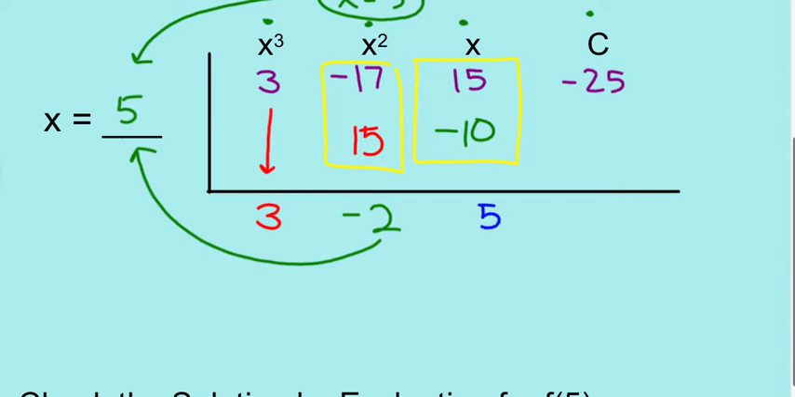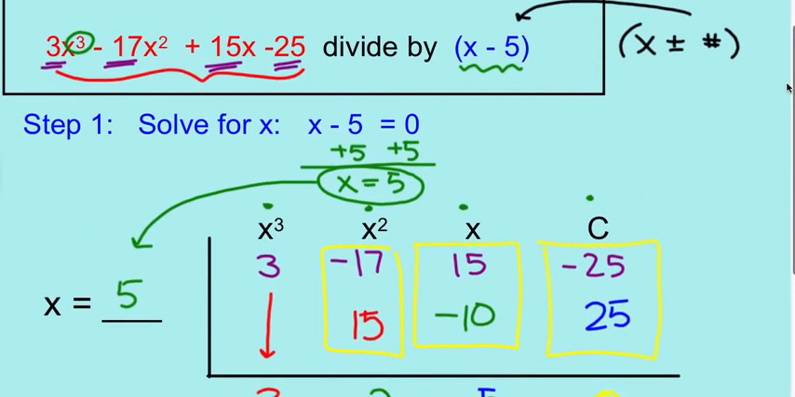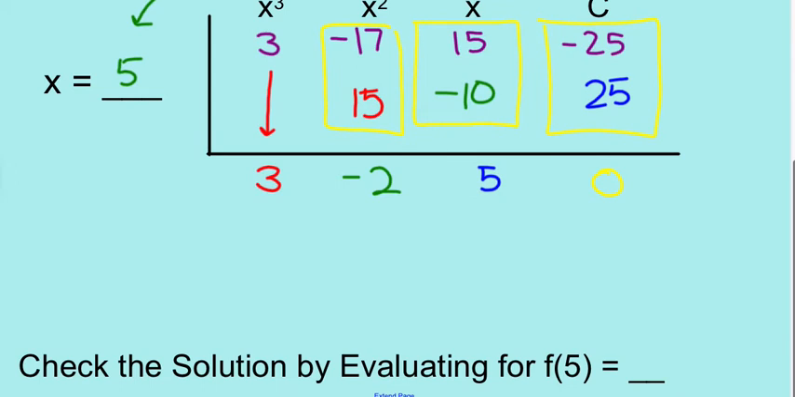Now I multiply that blue 5 by the green 5 right over here. 5 times 5 is 25. Now we add the column. Negative 25 plus 25 is 0. What we're hoping for is that last number in the yellow here to be a 0. So what we've done is we've synthetically divided out the factor of x minus 5. Now, we started off with the cubic, so we're going to drop this by 1 degree. We're left with now 3x squared, negative 2x, constant, and remainder.